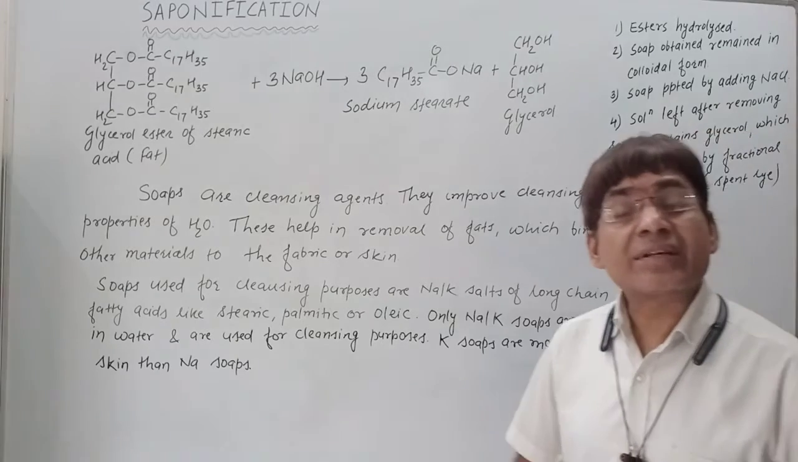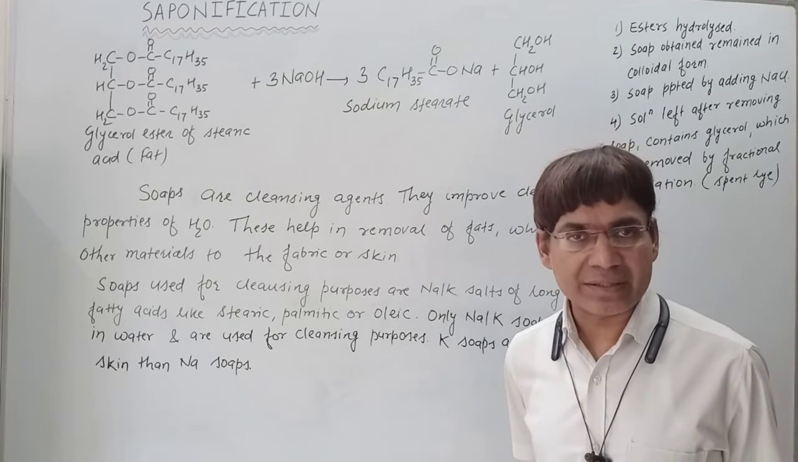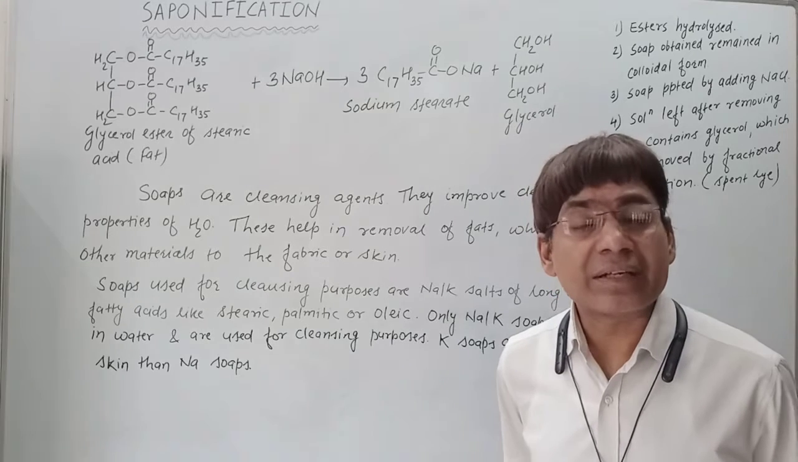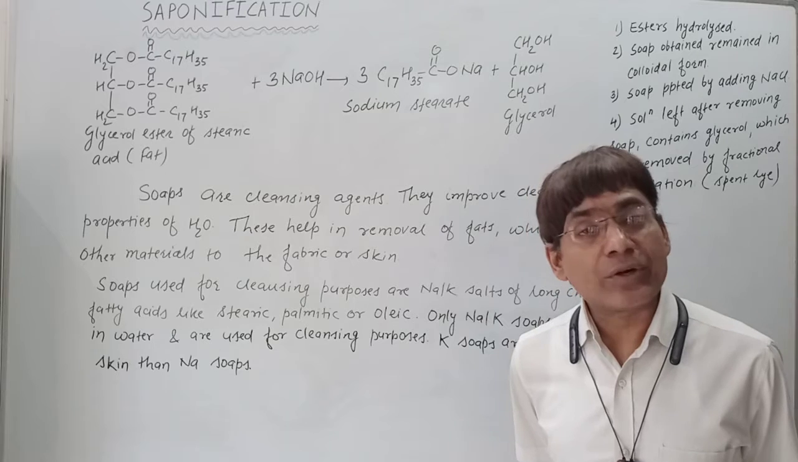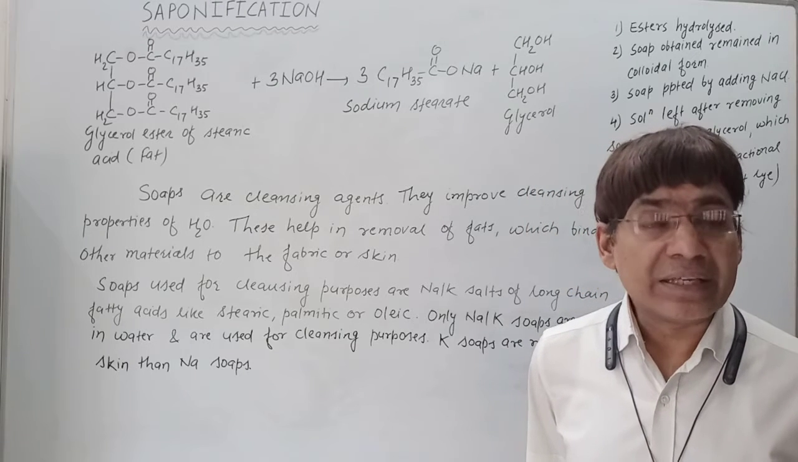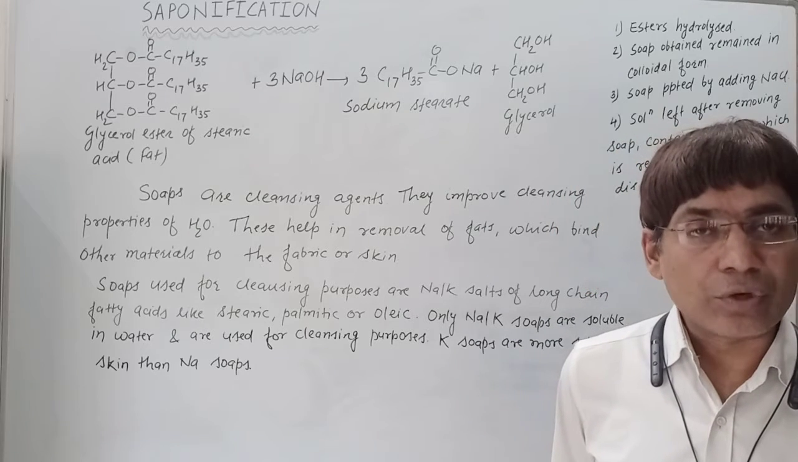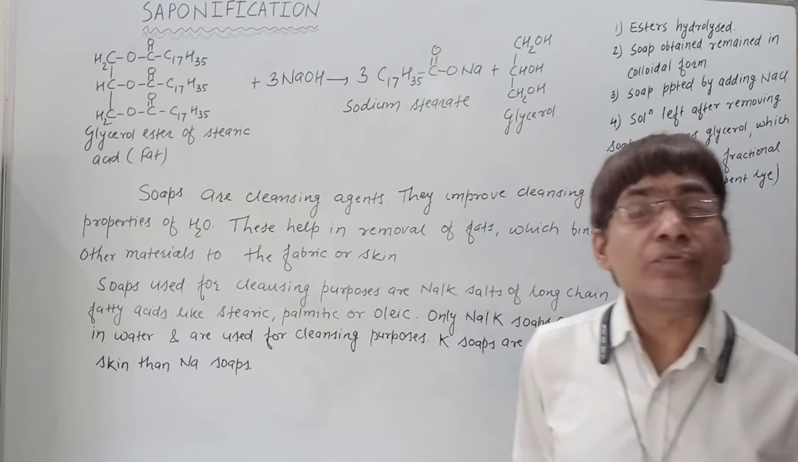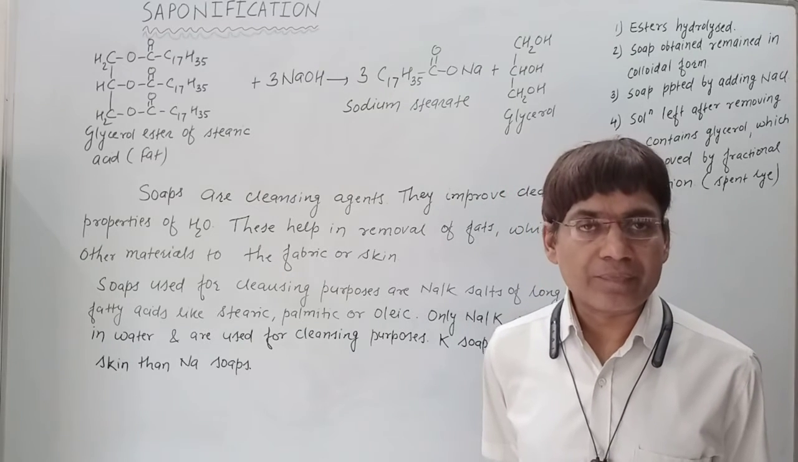So ester hydrolysis, which we have studied in detail in carboxylic acids. Esters are derivatives of carboxylic acids. Esters on hydrolysis give us carboxylic acid and alcohol.